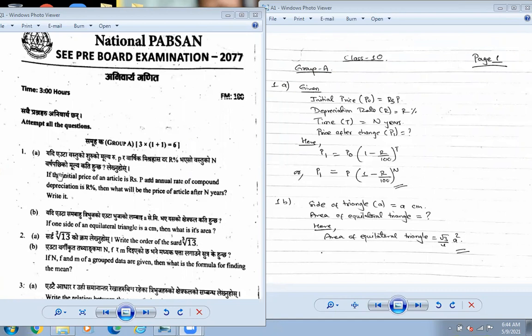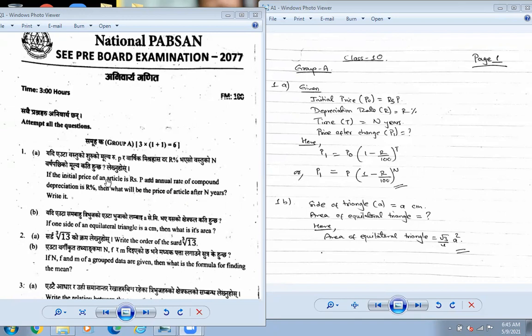Okay, so number 1A. If the initial price of the article is P, okay. Always in question number 1A, a formula is asked. And the annual rate of the compound depreciation is R percentage. So what will be the price of the article after n years? Okay, so write it. What will be the price after depreciation after some years? So that you are asked to find out.